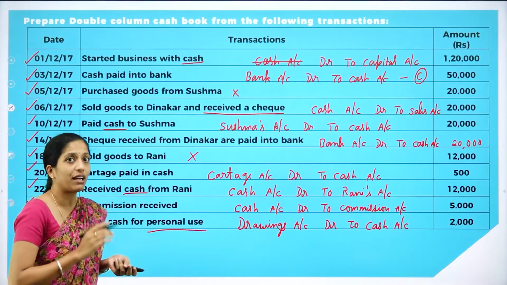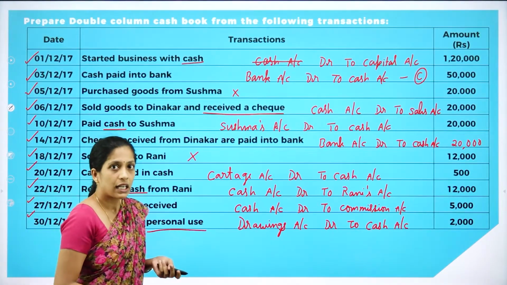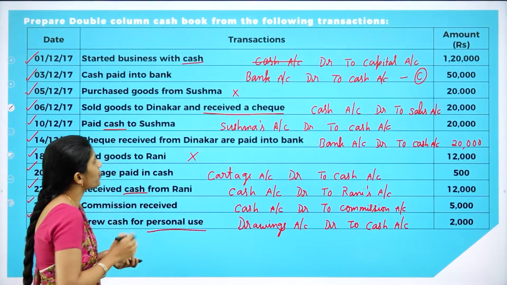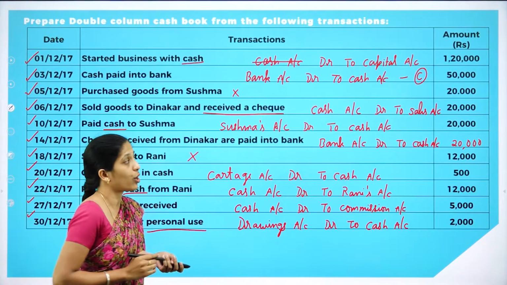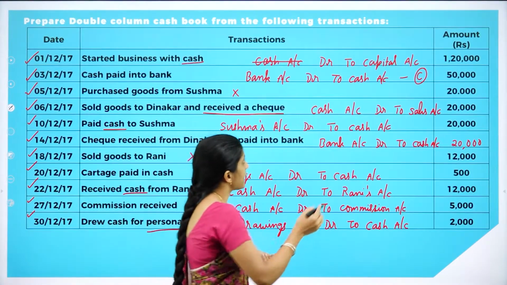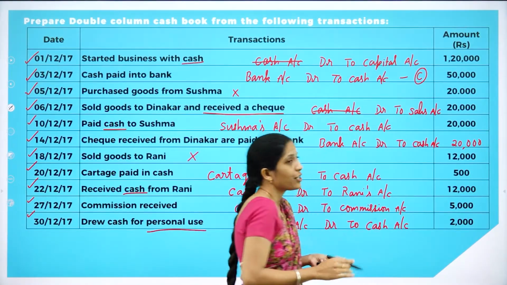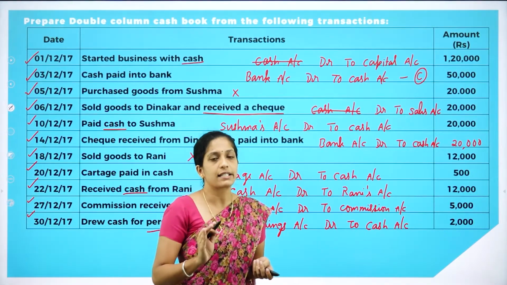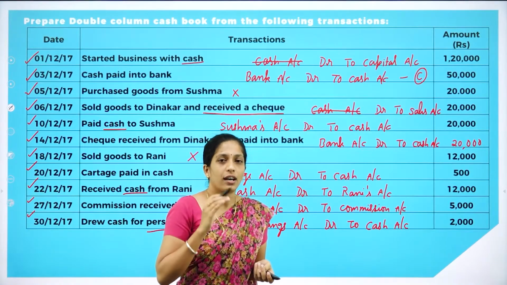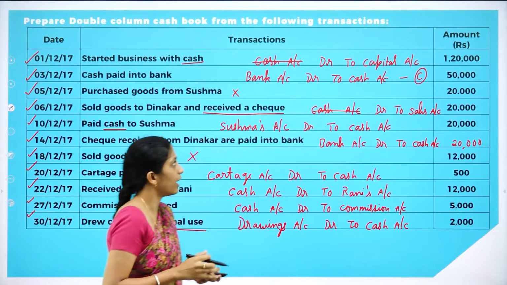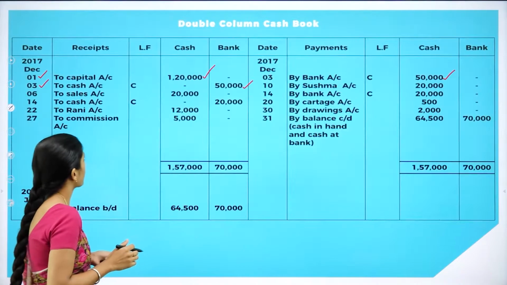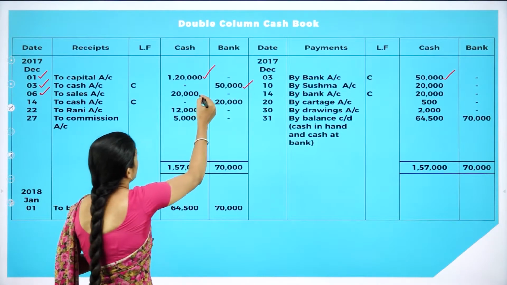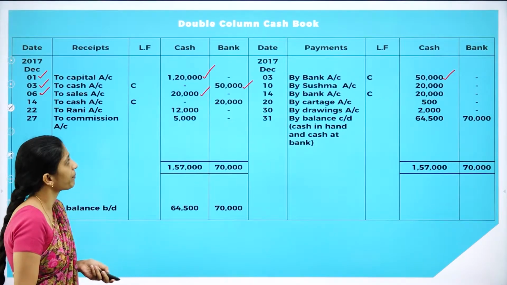Yes. Next is the third one: purchase goods from Sushma. We are not going to record it because it is a credit transaction. Next is 6/12/2017, sold goods to Dinakar and received a cheque. Your entry was cash account debit to sales account. So we write it as to sales account on the receipt side, and where do you record the amount? In the cash column, because it is a cash transaction. So to sales account, you write the amount 20,000 in the cash column.